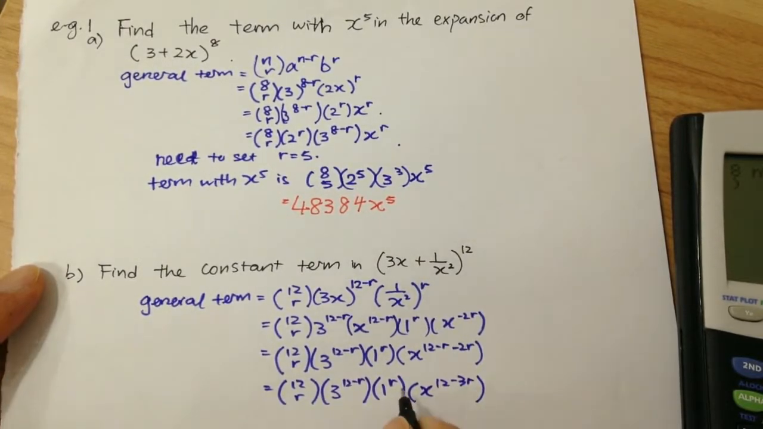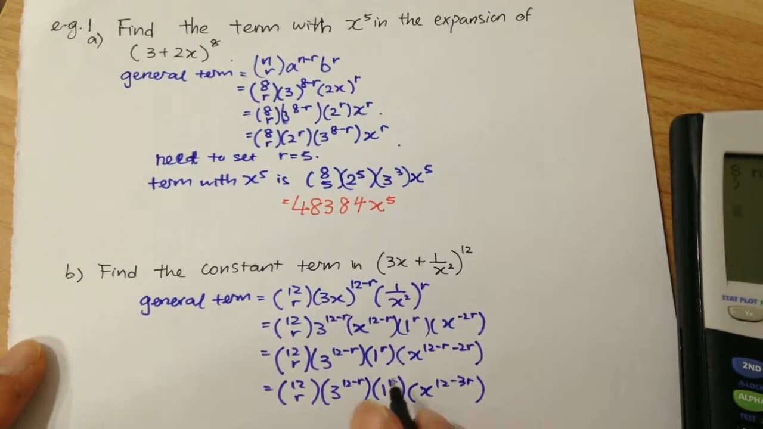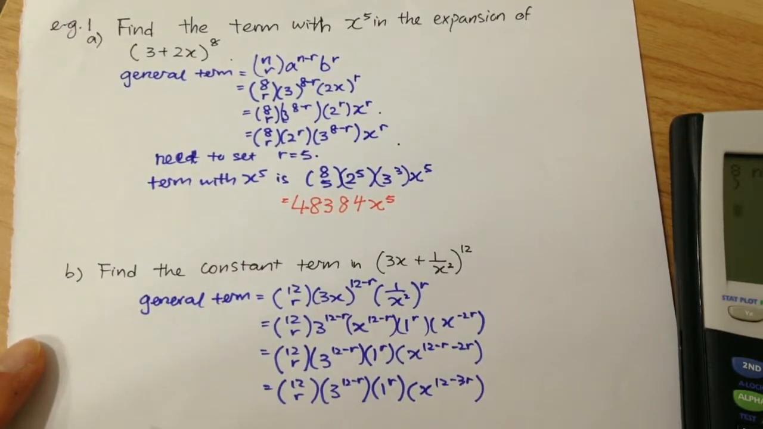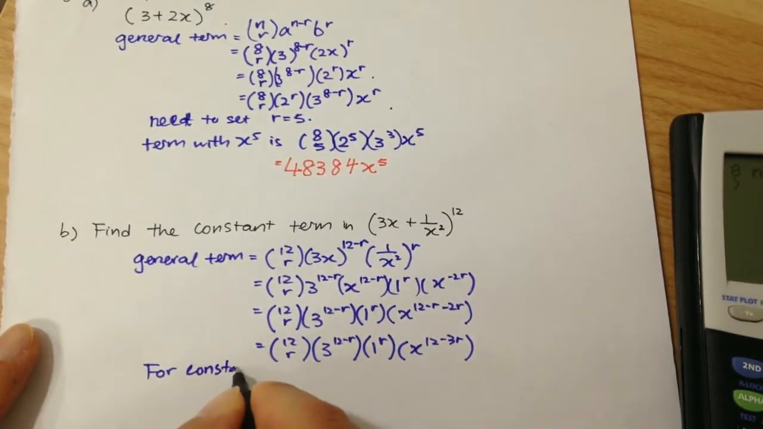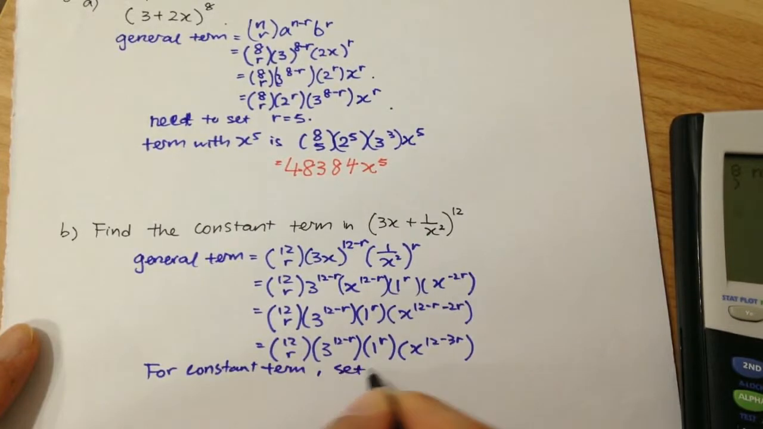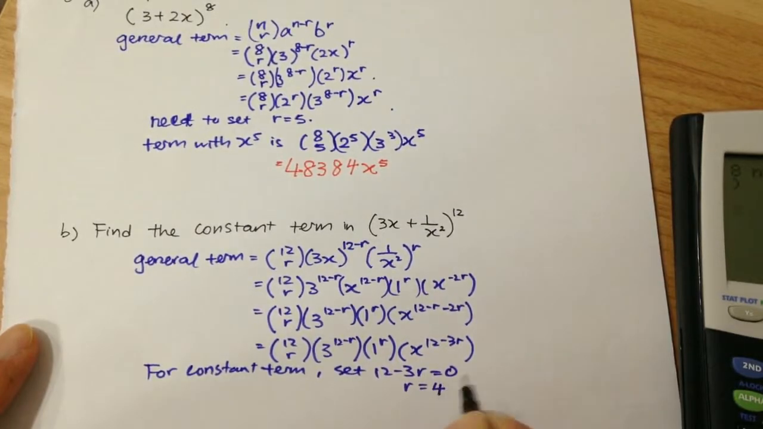By the way, because r is a positive integer or 0, 1 to the power of r is basically just 1. So now for a constant term, we need to set the 12 minus 3r, the index here, to be 0. So r in this case is 4.